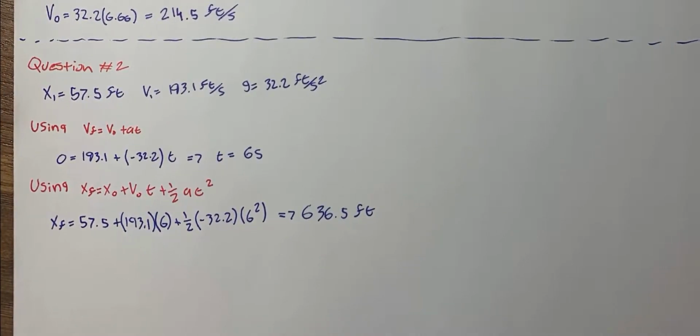Question 2. A rocket is launched upward at a height. The height where the thrust was cut off is 57.5 feet, and it has a velocity at that point of 193.1, and we're asked what the maximum height of the rocket is.